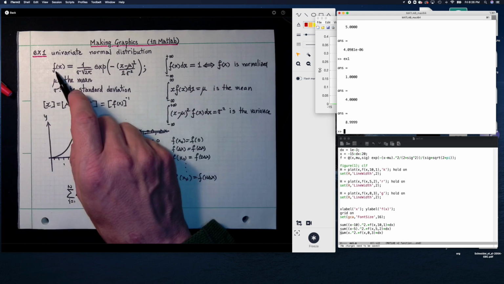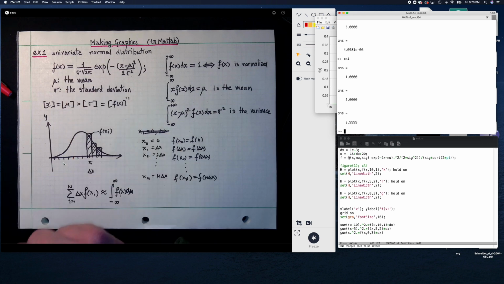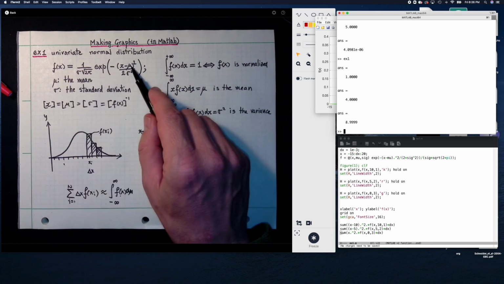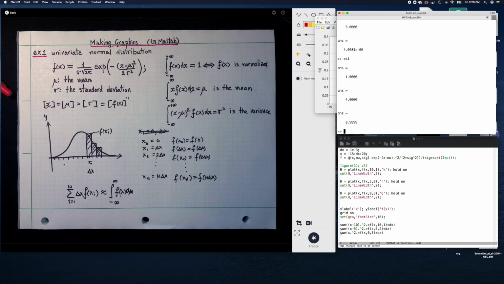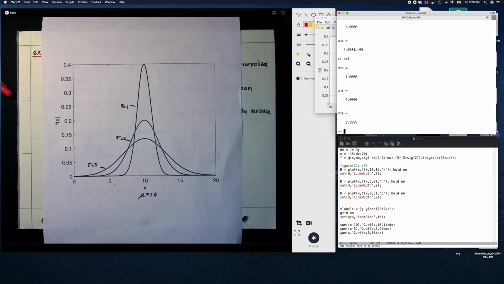So f of x is what's known as a probability density function. It has the amount of probability per unit x interval. Mu is the mean, and sigma is the standard deviation. And it has this nice characteristic bell shape. All right, so we'll see this function very often because it shows up in error analysis all the time.